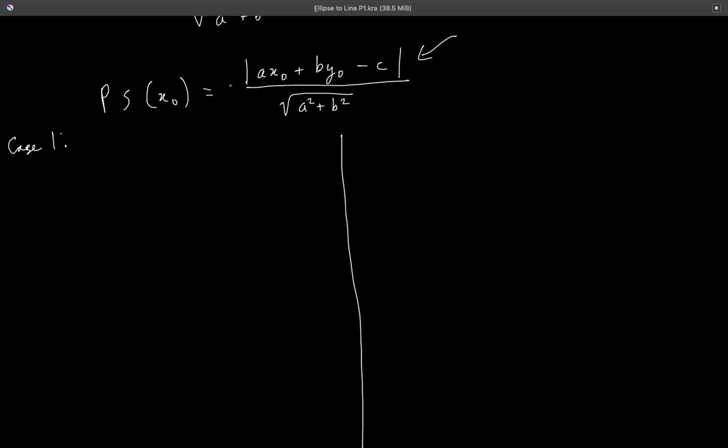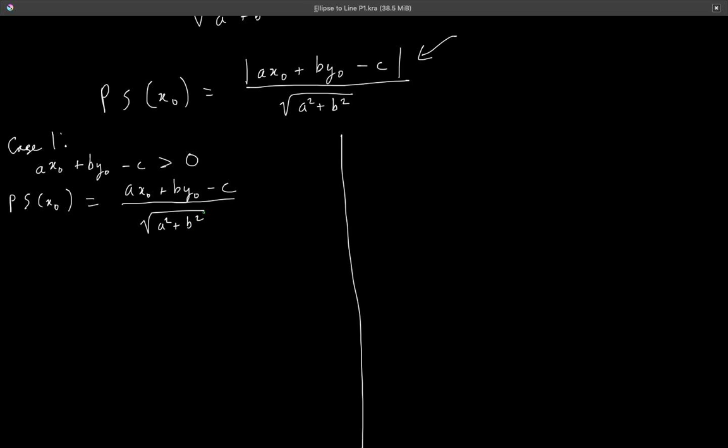So case 1 is when the argument of the absolute value is already positive. So in other words, ax0 plus by0 minus c is greater than 0. So in this case, the function is just ps of x0 is equal to simply ax0 plus by0 minus c divided by the square root of a squared plus b squared.